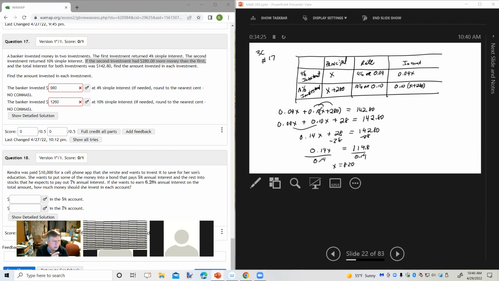Now, the banker invested how much at 4%? That would be X. So it would be $820 at 4%. And then at 10% would be X plus 280. So that's 820. That's X, right? Plus 280. And that's $1,100 at 10%.